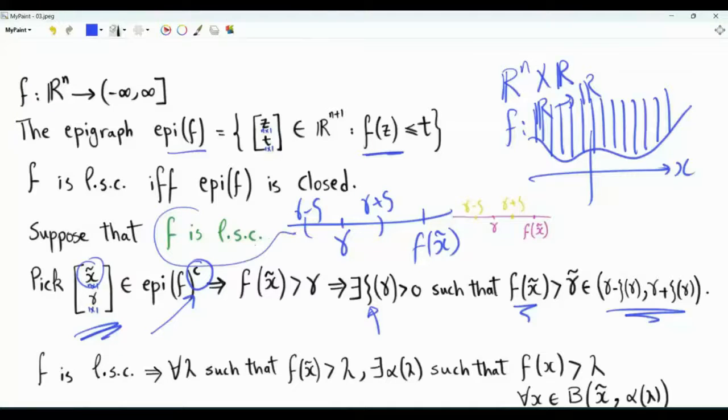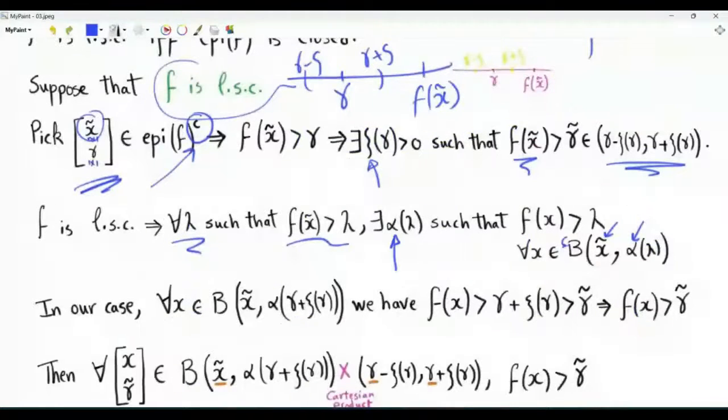Now we have assumed that f is a lower semi-continuous function. So this means that for every lambda, if f of x tilde is greater than lambda, then we can find a neighborhood. We can find the ball with center x tilde and radius alpha, which will generally depend on lambda, such that for every x in this ball here, f of x is strictly greater than lambda. Suppose that we choose alpha that corresponds to gamma plus zeta. Then in the ball with center x tilde and radius alpha chosen based on gamma plus zeta, for every x in this ball, what do we have?